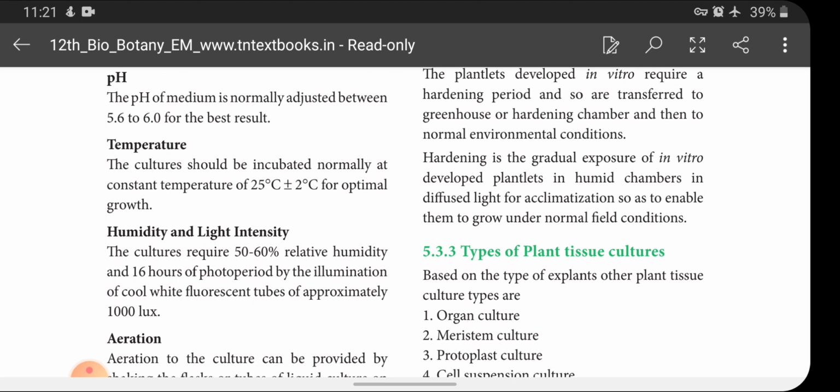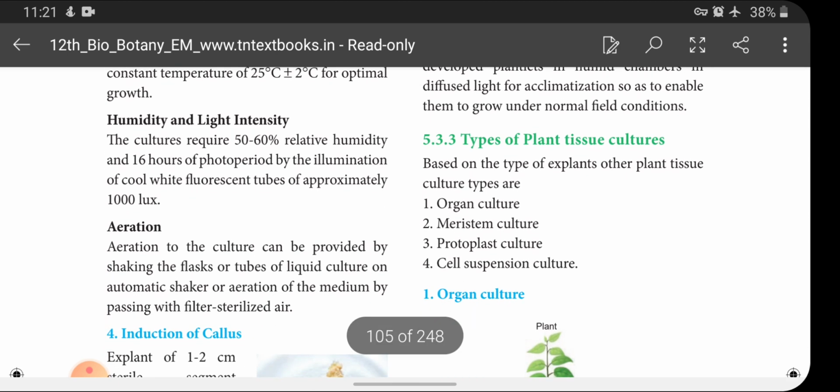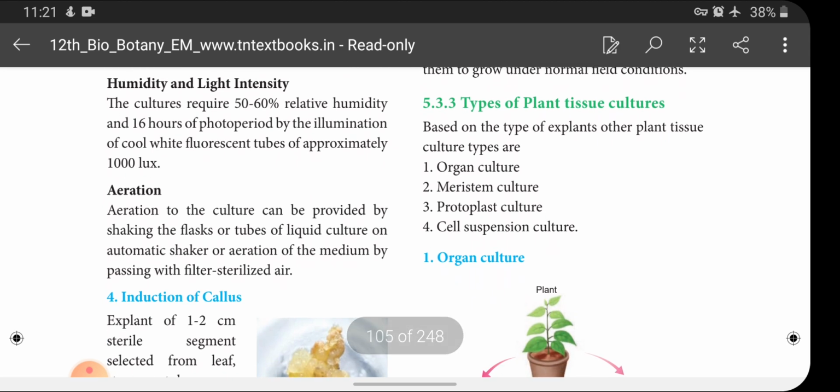Then humidity and light intensity. The culture requires 50 to 60% relative humidity and a 16 hour photoperiod by the illumination of cool white fluorescent tube of approximately 1000 lux.